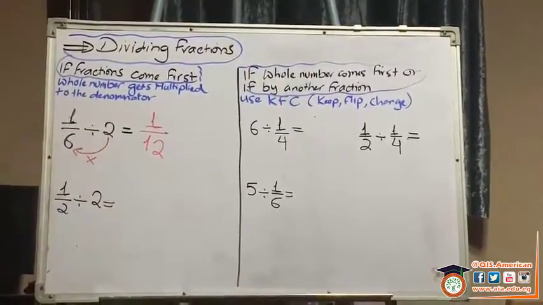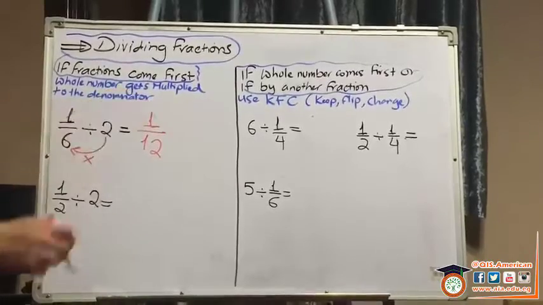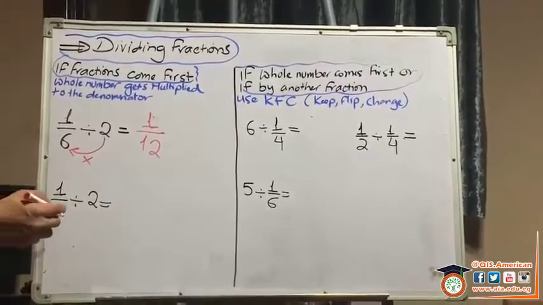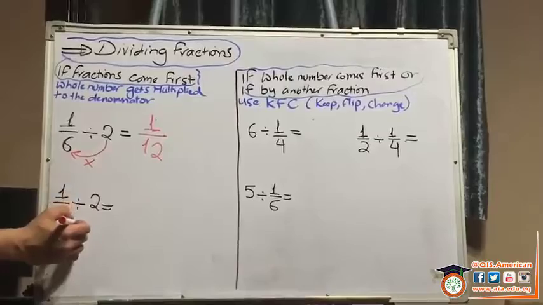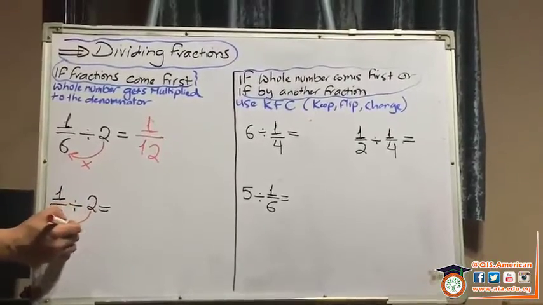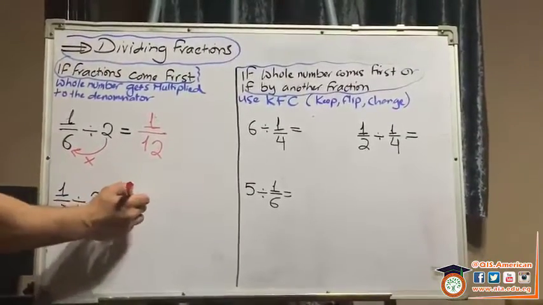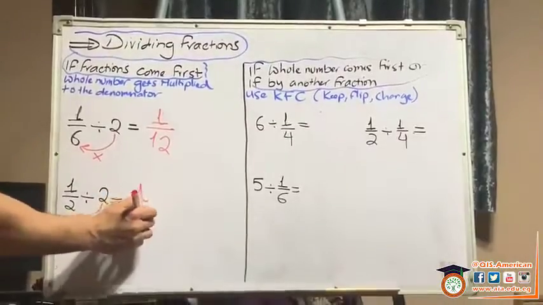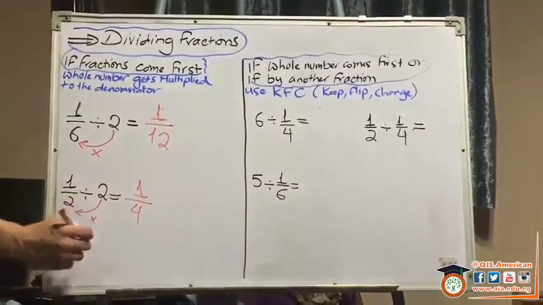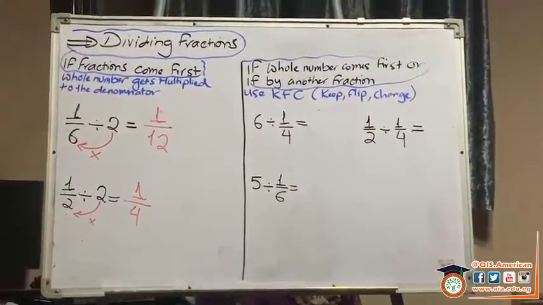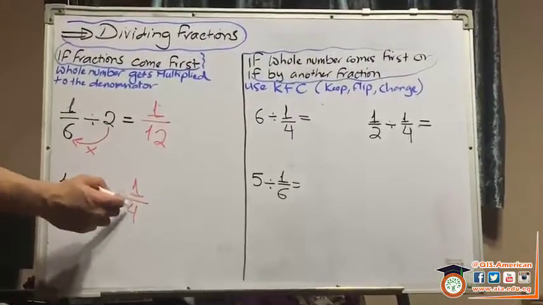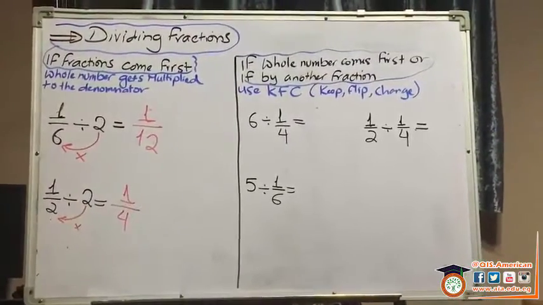Is this the simplified form? Yes, because I have a numerator of 1. Okay? What about this one? 1 over 2 divided by 2. The whole number goes to the denominator, and the numerator stays the same. So it's 1 over 4. Okay, is this the simplest form? Yes, it is, because the numerator is 1.